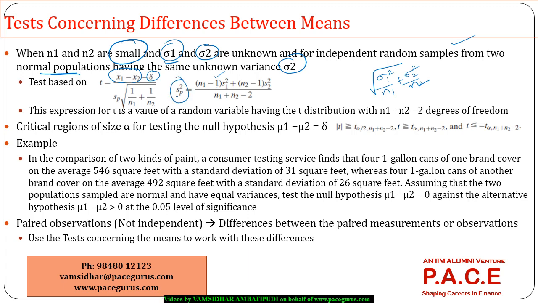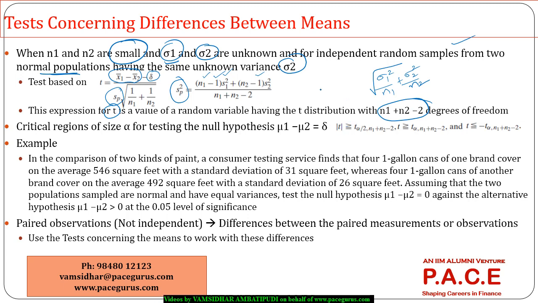The pooled variance is nothing but n1 minus 1, which is the degrees of freedom with respect to the first one, times s1 squared, plus n2 minus 1 times s2 squared, divided by n1 plus n2 minus 2. That is what we are calling SP, the pooled standard deviation, times the square root of 1 by n1 plus 1 by n2. So this one is following a t distribution with n1 plus n2 minus 2 degrees of freedom.